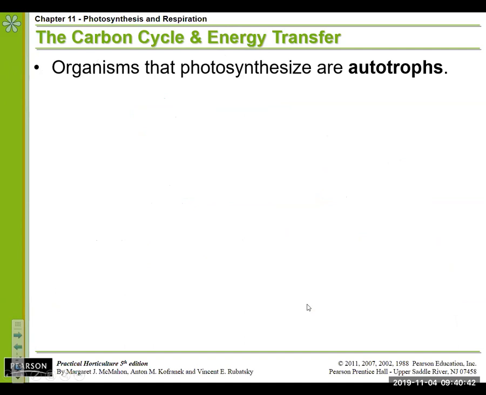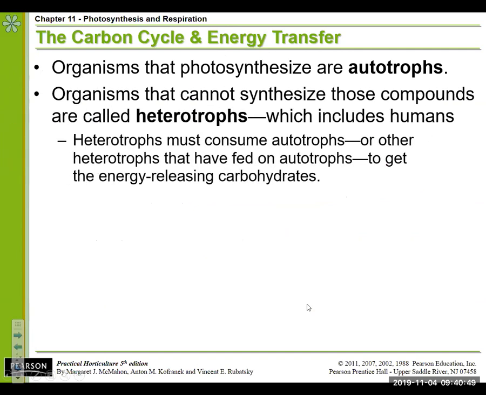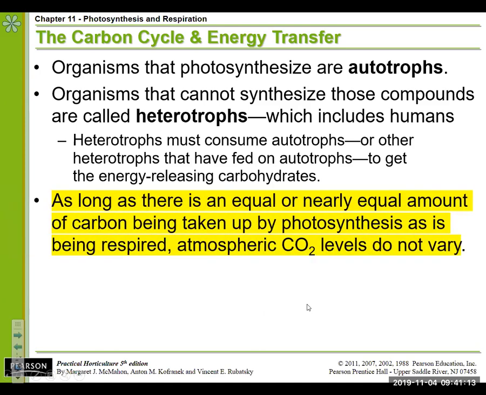All organisms that photosynthesize, plants and blue-green algae, are autotrophs, so they're making their own food. The organisms that cannot do that are the heterotrophs. So we have to get at least a portion of our food directly from autotrophs or from the heterotrophs that feed on those autotrophs. Again, it's moving that carbon and that energy through the different trophic levels.